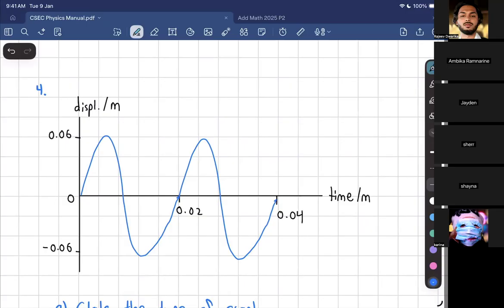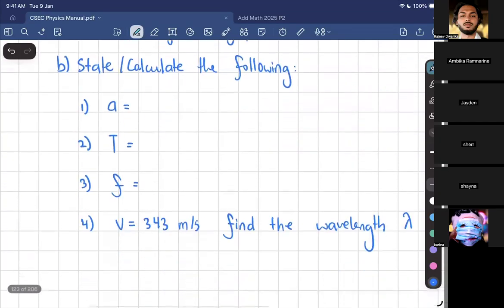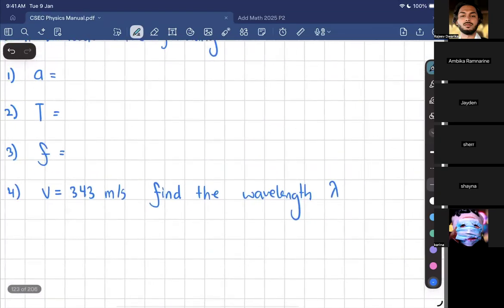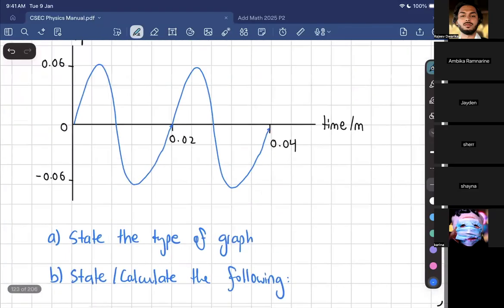What is the wavelength? You can't figure that out just so. Let me explain why. You can't figure out wavelength for this graph because the x-axis is not distance. Remember, wavelength is the distance for one full oscillation, but if you look at this graph, the x-axis measures time. It does not measure distance. So you can't read the wavelength from this graph. That's why in part 4 I told you to find the wavelength given that v is equal to 343.